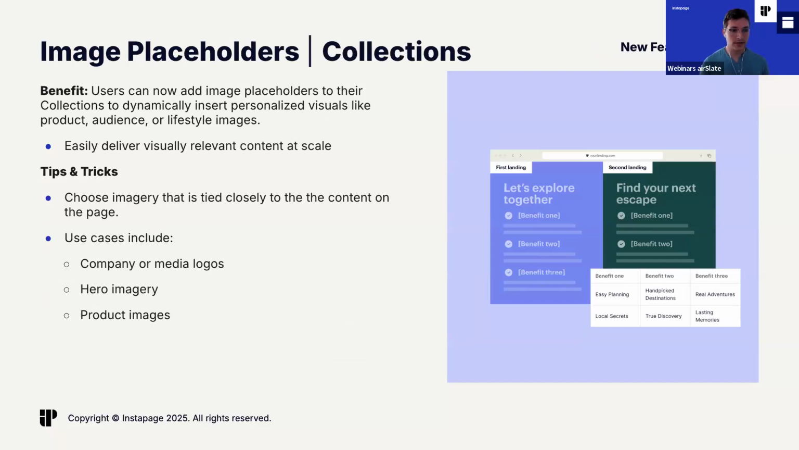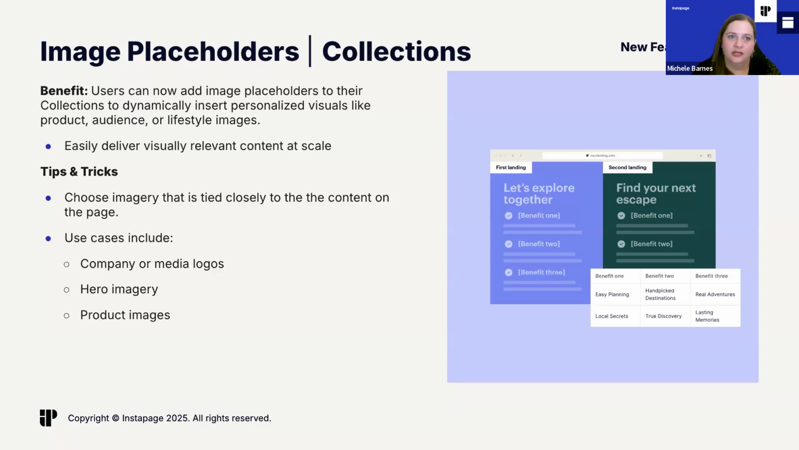And now, as you see here, you can add image placeholders, letting you deliver dynamic visual experiences too at scale. For this, what I would recommend is really choosing imagery that's tied closely to the content on the page. So if you're targeting different audiences and using different value propositions. So for example, maybe one page, I always like to use the example if you're like a food delivery service of some sort or a meal kit delivery service.